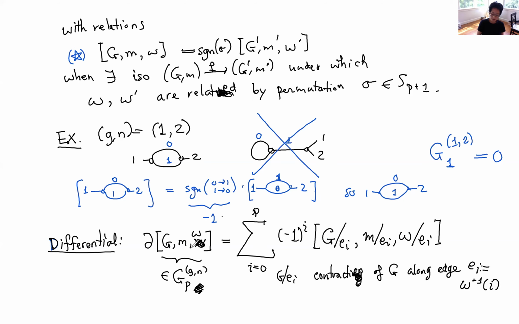Melody, there's a question about this notation M mod E_i. Oh yeah, this is notation for the contraction of G along an edge. Let me do an example, since I think that I haven't explained this adequately.